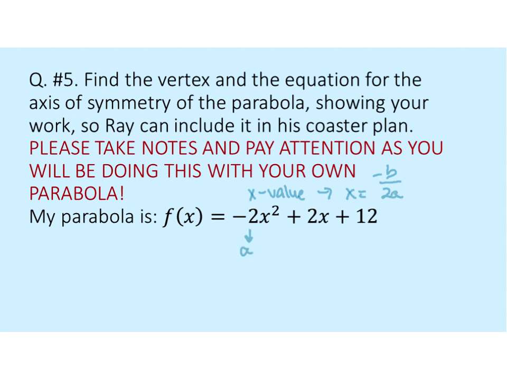So what does all this mean? Here, a equals negative 2, b equals 2, and c equals 12. You can remember that from the quadratic equation. So let's sub in here. I like to say the opposite of b, because if it was negative, we would change that. So the opposite of b is negative 2, over 2 times a, so that's negative 2 over negative 4, which is 1/2. Okay, so my axis of symmetry is x equals 1/2.